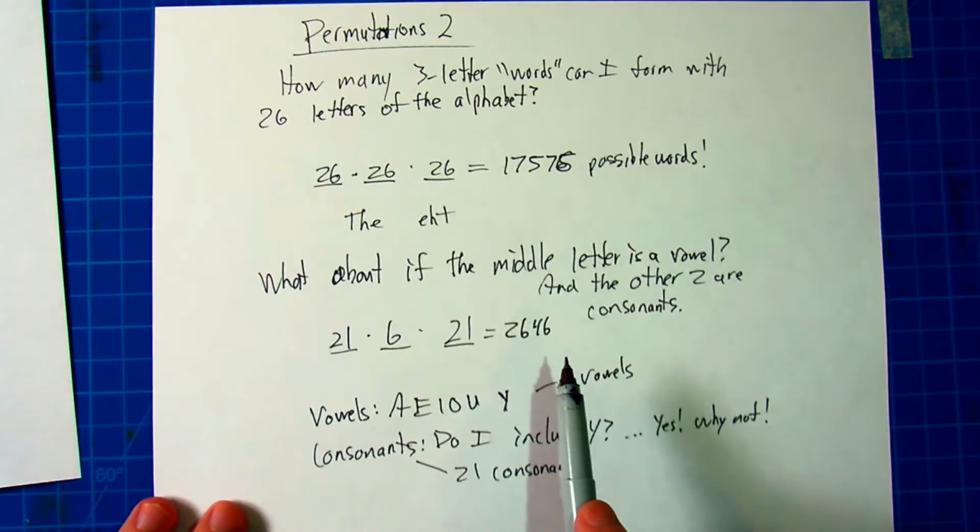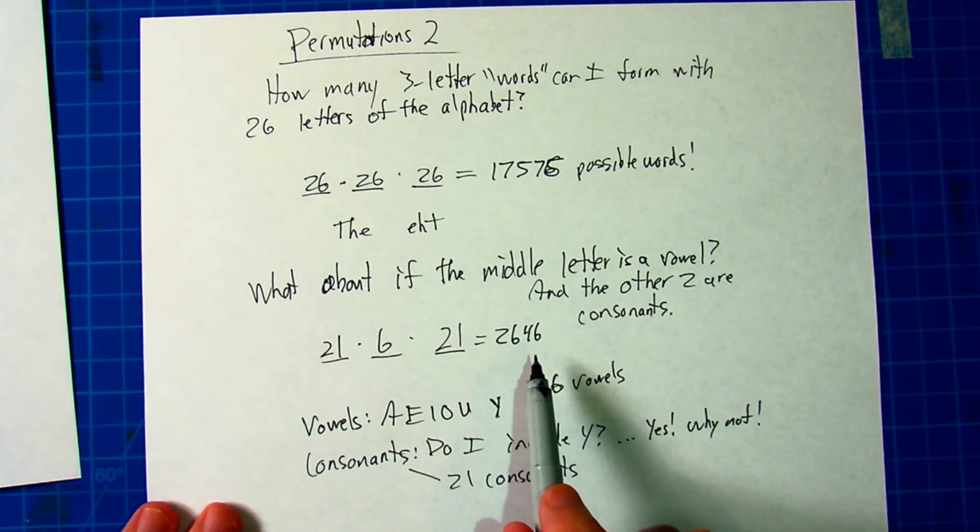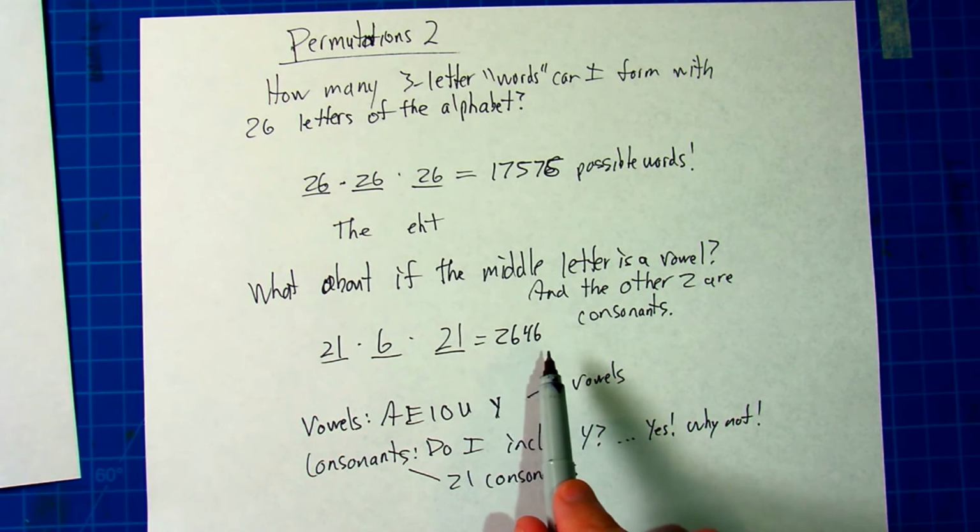2,646 words. If all of those are .com URLs, I'm pretty sure they are all taken, but go ahead and try a few. You get words like ziz and zik and zuv, just to name a few.